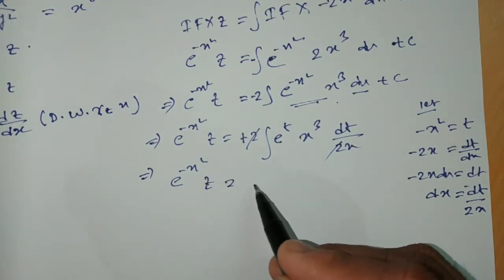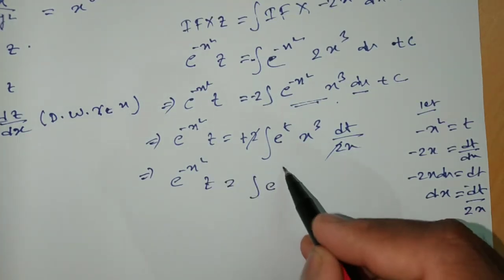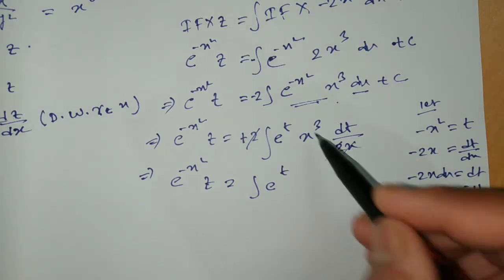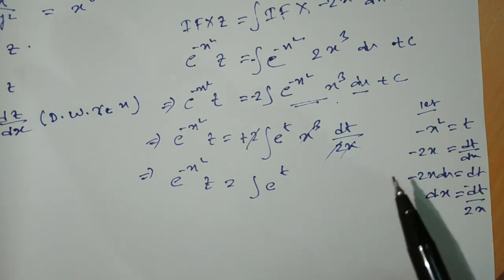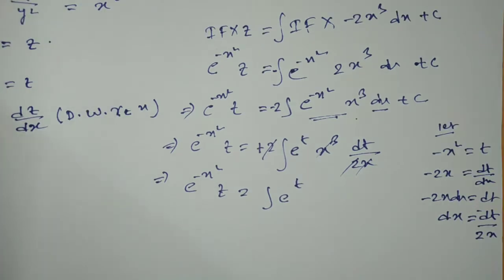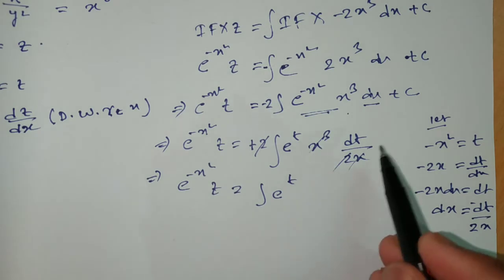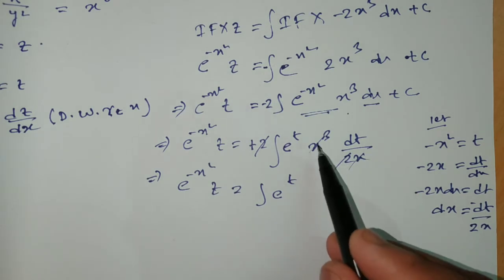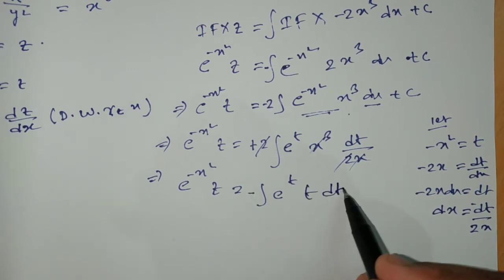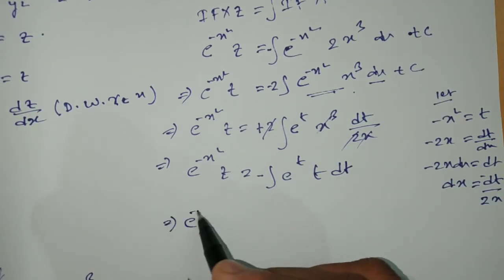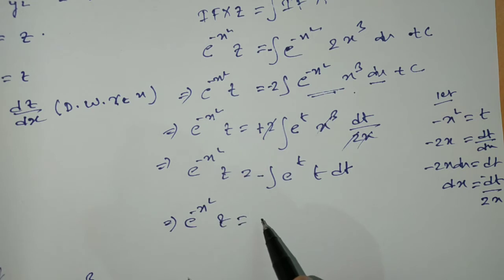is equal to the integration of e to the power t, and here it will be x square, and x square will be equal to minus t, isn't it? It will be minus t. So here it will be x cube, x square will be there, and x square will be equal to what? Minus t, minus t dt. It will be e to the power minus x square, z is equal to minus.